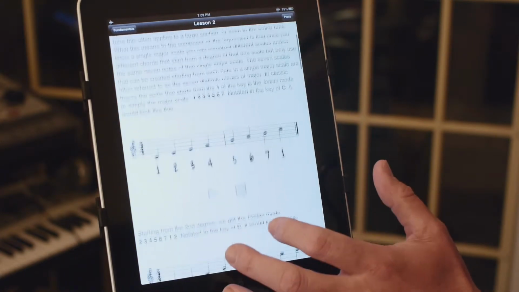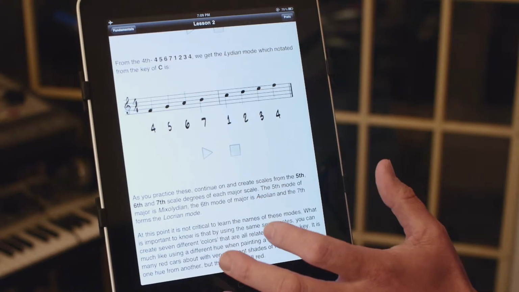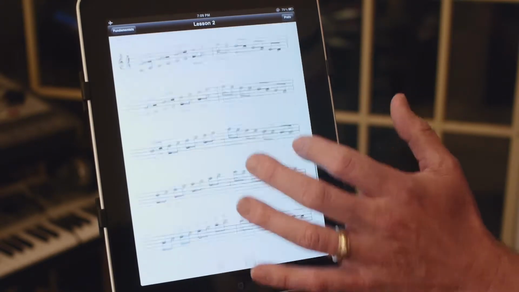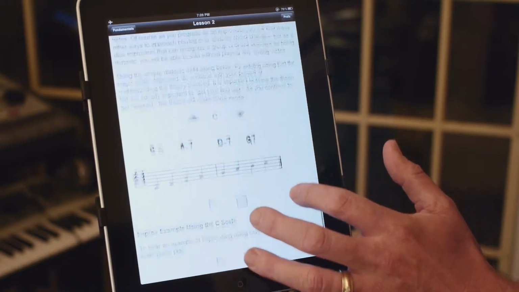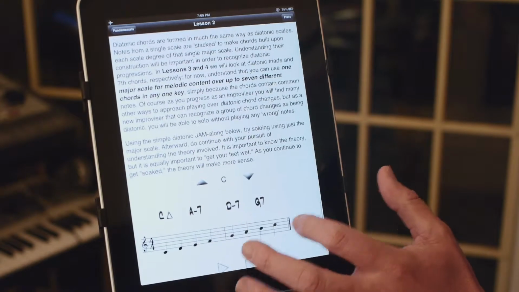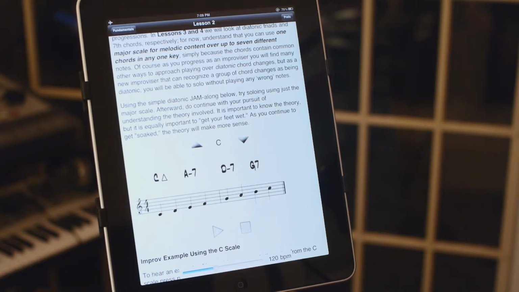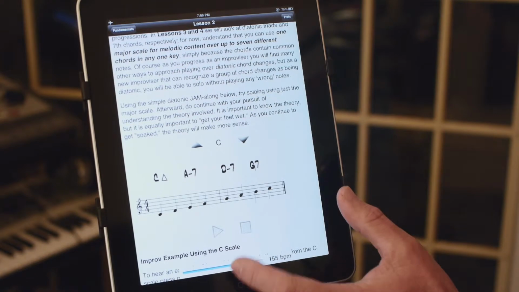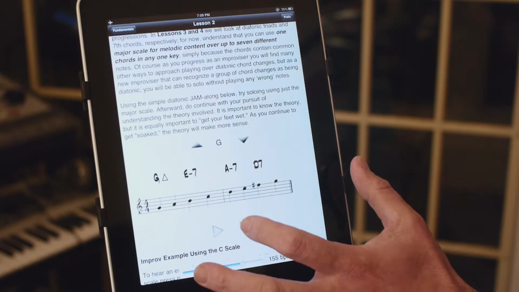Lesson 2, we're getting into the concepts of diatonicism, and like everything else, you can hear examples of anything that we're talking about. And because we want you to jump in and start improvising very quickly, we give you a progression to practice with that uses just a major scale. Again, you control the tempos, and you transpose the keys you want to practice in.